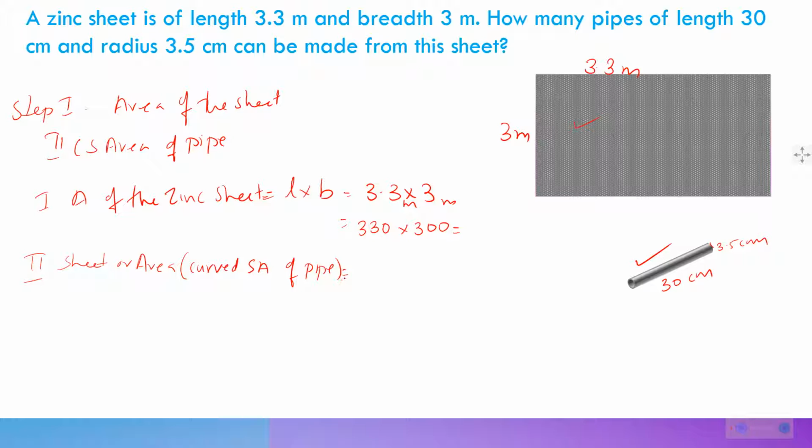For that we have the formula 2 pi r h, and in this case pi is not given, so we'll take it as 22 upon 7. The radius is given as 3.5 centimeters, so 3.5 into, then h is given in the question as 30 centimeters, so it will be 30.